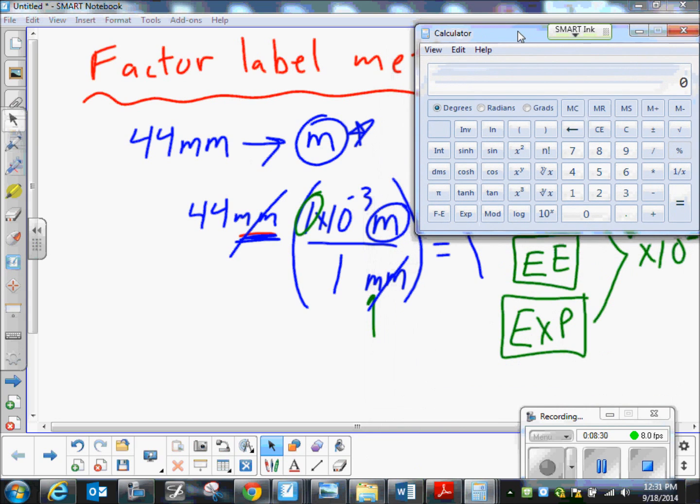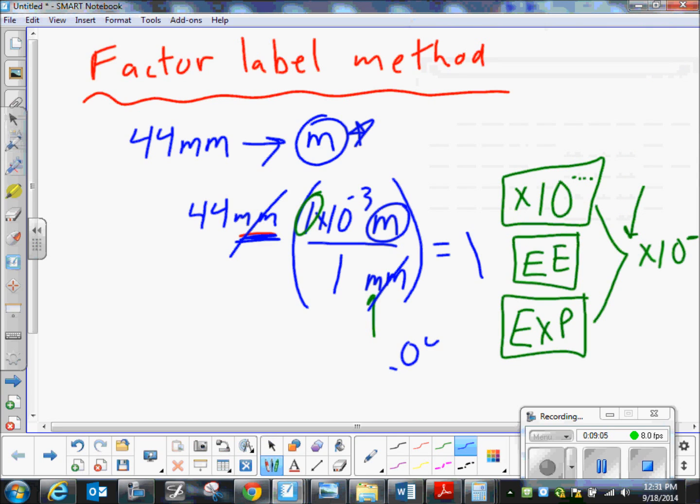So we look to see our first number is 44, so you push 44, and then since the number we're calculating is on top of the fraction line, you push times. If it would be on bottom, you would push divided by. And then you put in 1. And then you push your EXP button, which puts in times 10. And then you push negative button, 3. And you can push equals then and get your answer. And that is the correct answer for this problem. 0.044 meters is the correct answer.